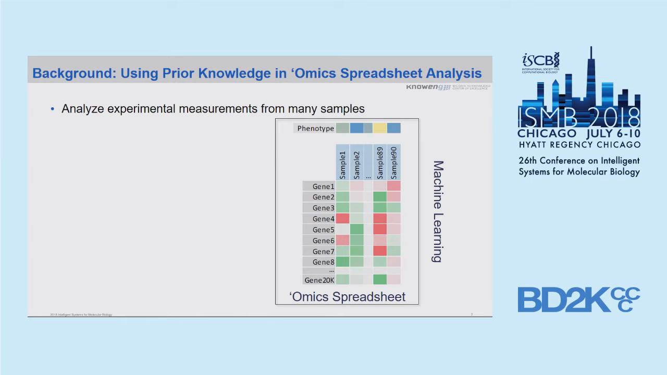So just a little bit about Knowing. One of the focuses of our BD2K Center is that we are always trying to develop and use prior knowledge about genes and proteins in the analysis of omics spreadsheets. Researchers will do experimental assays to profile different samples and conditions. We think of that information in terms of an omics spreadsheet, where the samples are the columns, and the genes, the transcripts, the proteins that were profiled make up the feature rows of the spreadsheet.